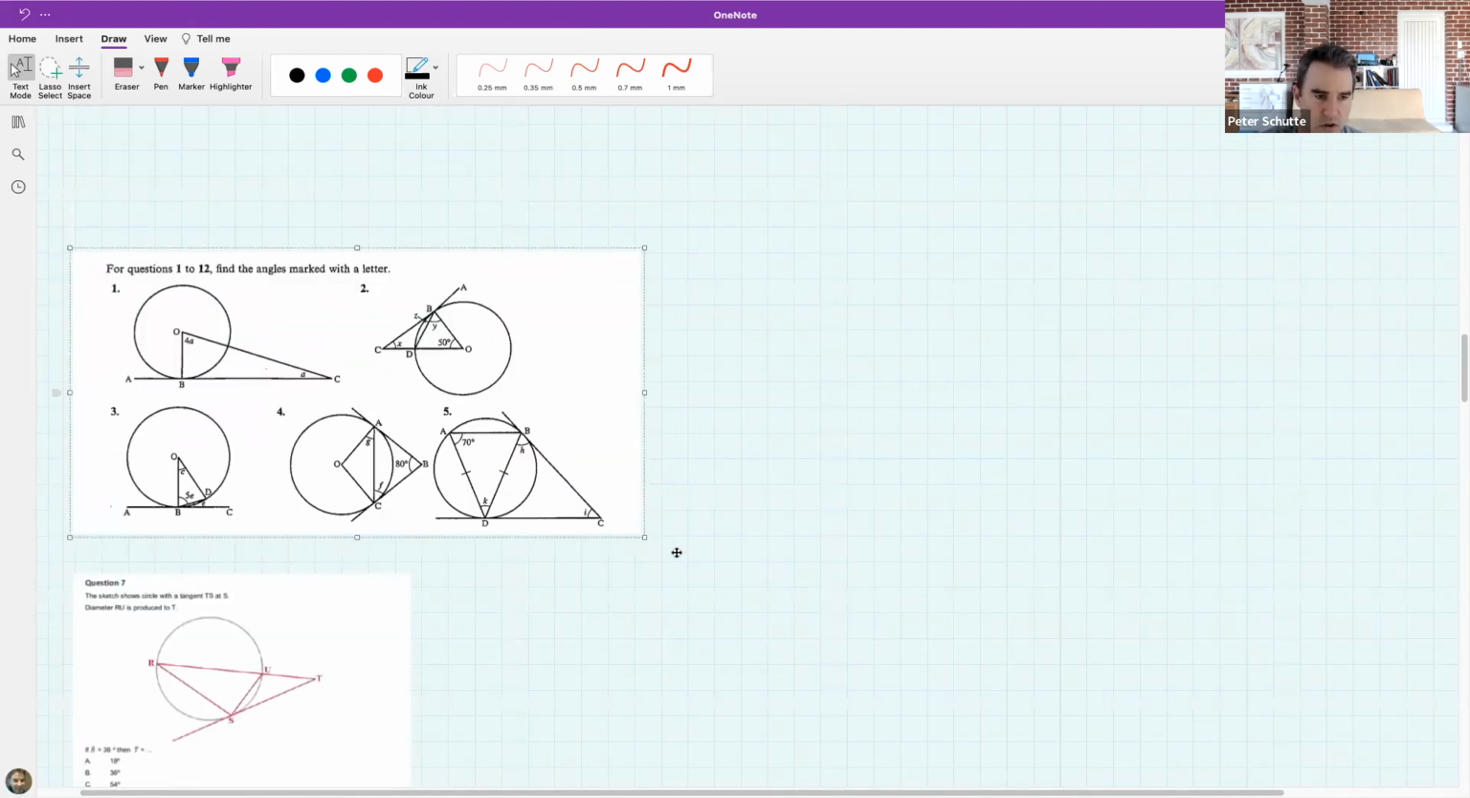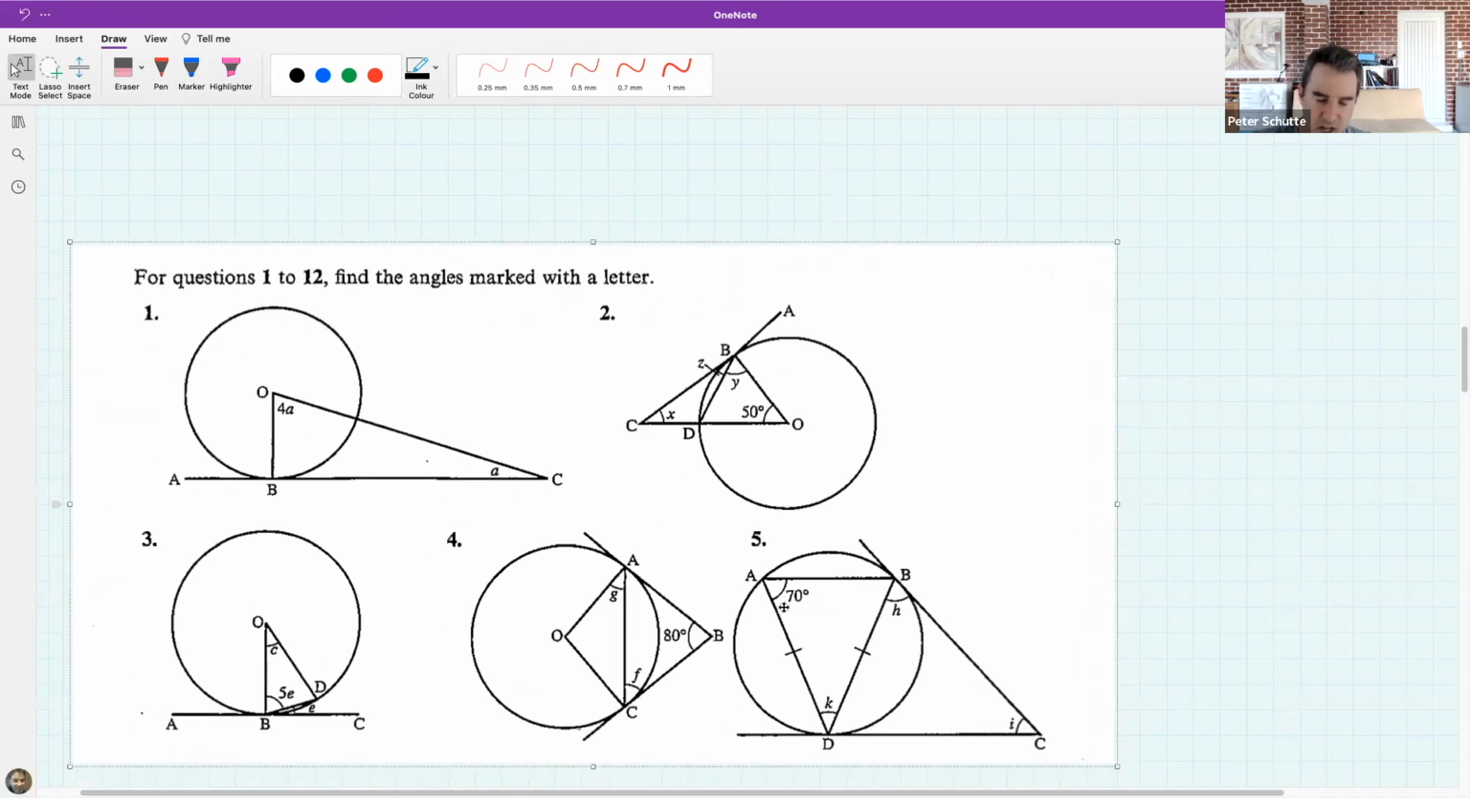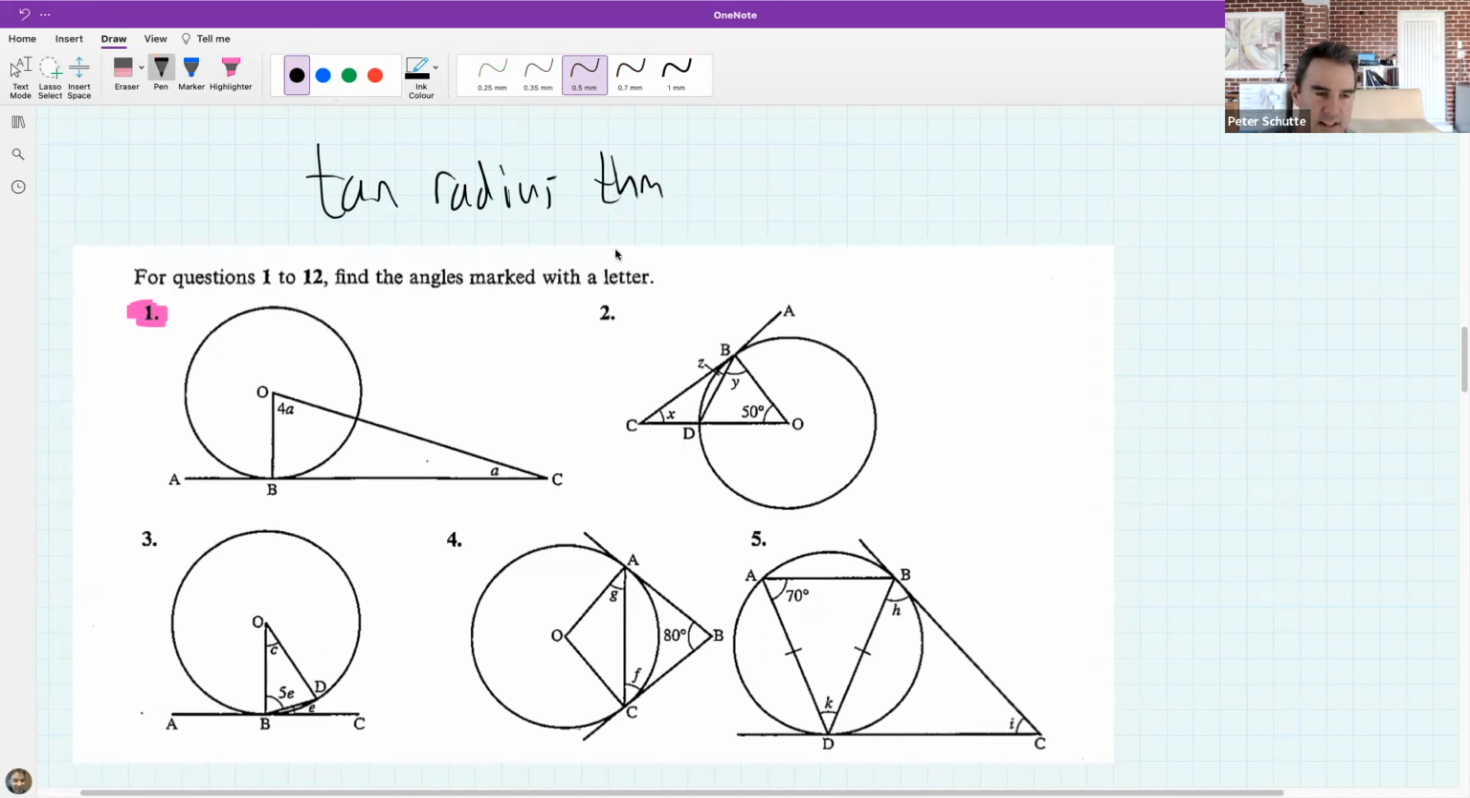So let's see how we might apply this to a question. So let's go to just question number 1. So I want everyone to have a look at question number 1. And you have to find me the value of the letter A. And all you're going to use is the fact that you've just seen now. We call it the tan radius theorem. You don't have to write it down, but the tan radius theorem says that the radius and the tangent will meet at 90 degrees.